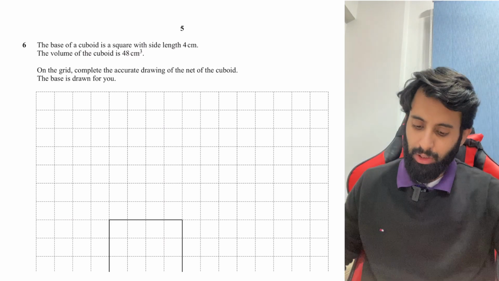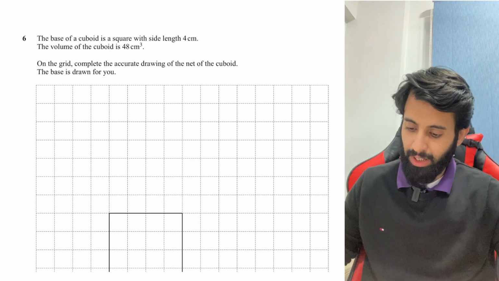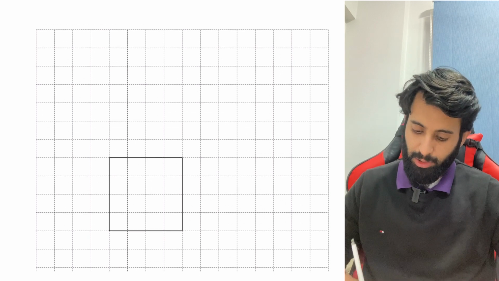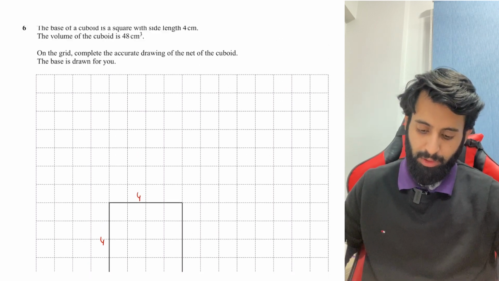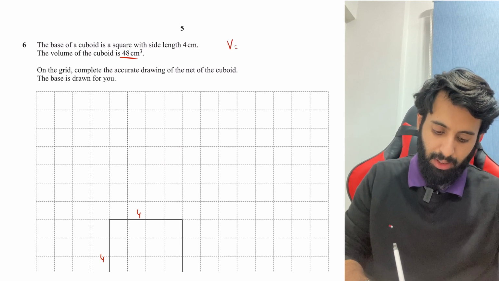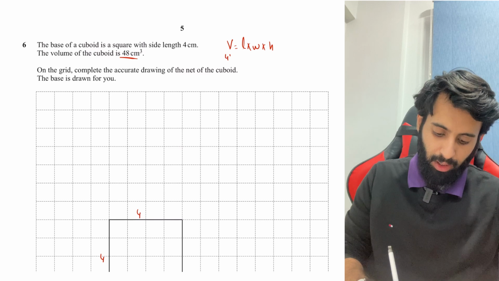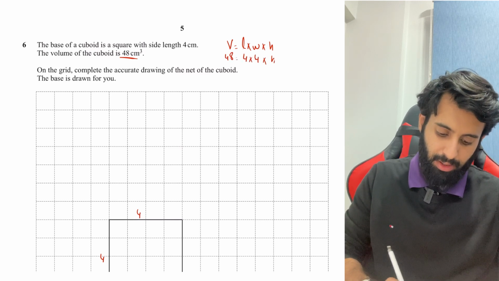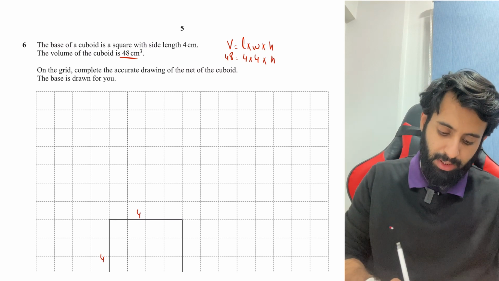So if I look at the base, I can see that the base of the cuboid is basically a square of length 4 by 4. And I'm given the volume. The volume of any cuboid is basically length times width times height. So we know that the volume is 48 and the length is 4 and so is the width. Height, however, is unknown. So, 4 times 4 is 16.